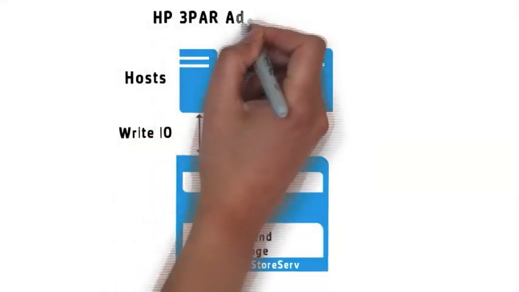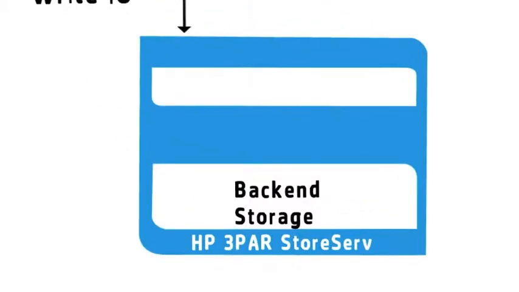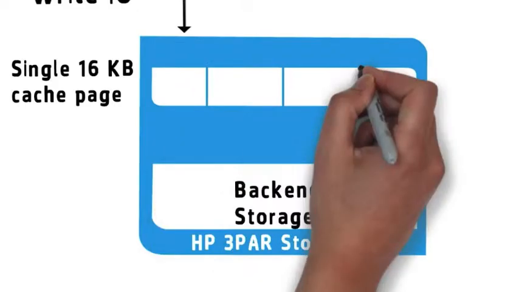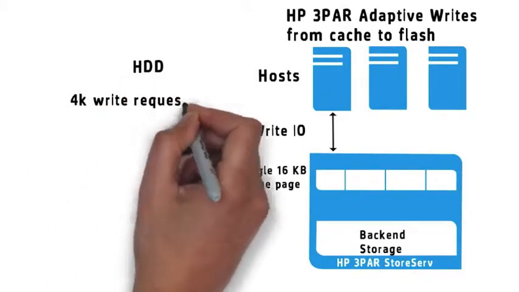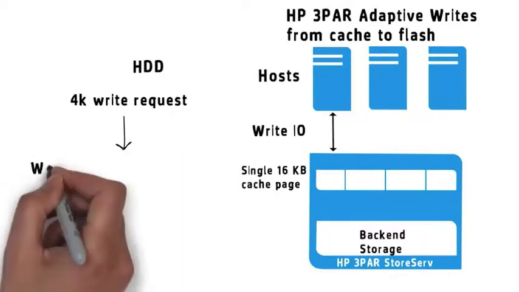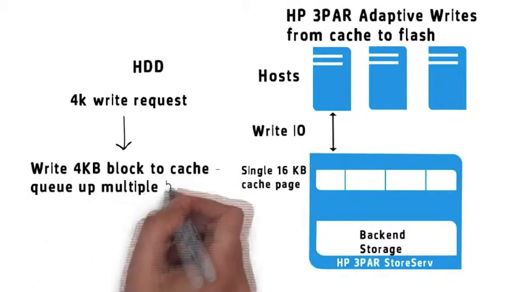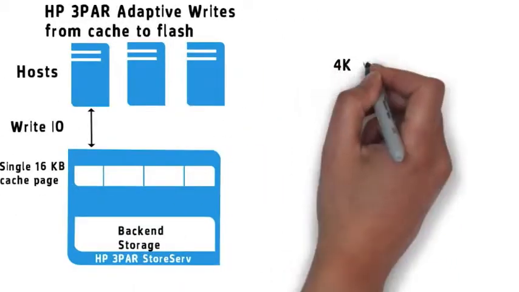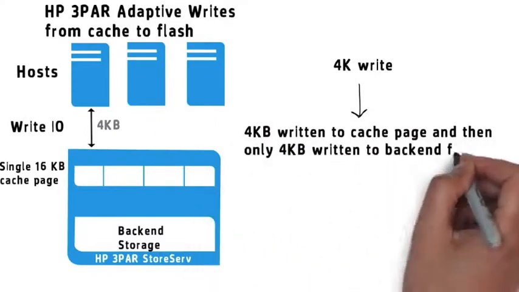Yep. Next, let's look at the HP 3PAR adaptive writes, from cache to flash. I'll use the same diagram, but I'm going to show a single 16K cache page that I'm dividing into 4K chunks. Again, let's look at what happens with hard disk drives. First, a host does a 4K write request. We write the 4K to cache using a quarter of the 16 kilobyte cache page. We'll wait to see if we can get a full cache page to write all at once, but regardless, we'll do a 16 kilobyte write to the back-end disk drives. With the 7450 and adaptive writes, we'll write the 4K to the cache page and then write 4K to the back-end flash.